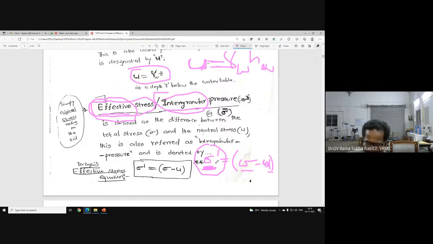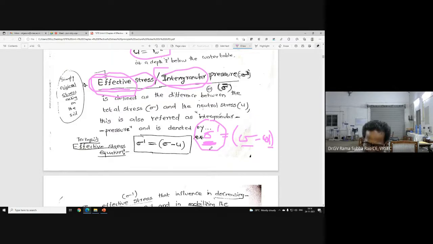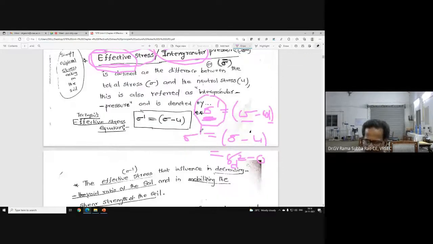How to calculate effective stress? Effective stress is the original stress acting between the particles. Now how are we getting sigma dash equal to sigma minus u? What is sigma? Total stress. I can write without any hesitation, gamma into z, minus pore water pressure. If it is a dry soil, pore water pressure is zero, so it is gamma_d into z.